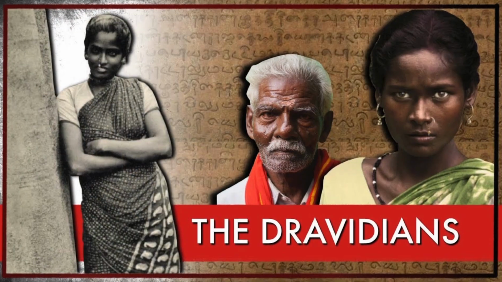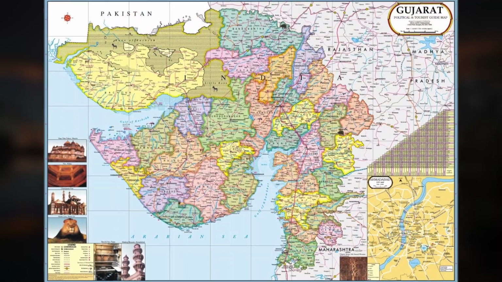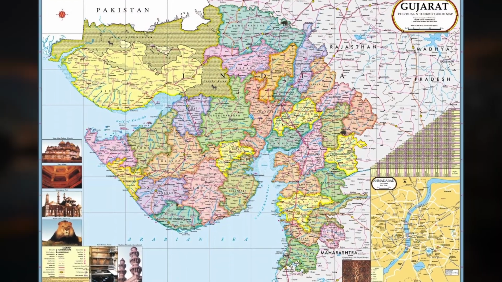This type is the result of an intermixture of two distinct racial elements, the Scythians and the Dravidians. They are distributed in the region extending from Gujarat to Coorg. The Dravidian element is more prominent in the socially lower groups of these regions, while the Scythian elements predominate among the higher groups of people.